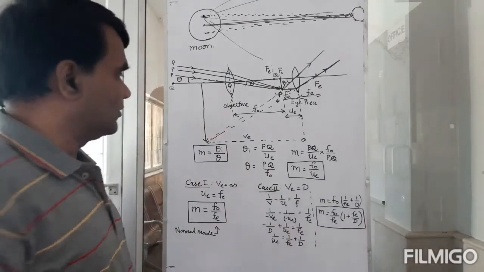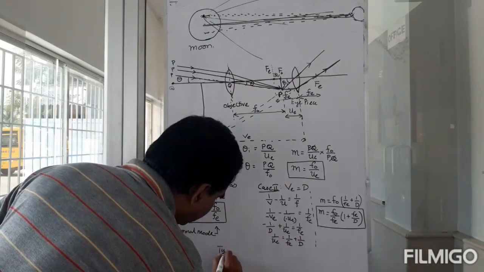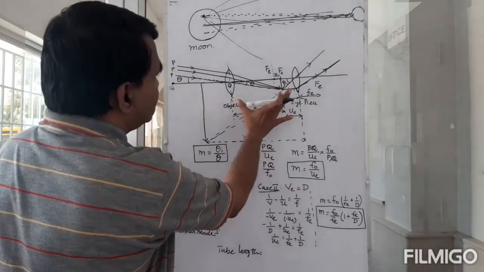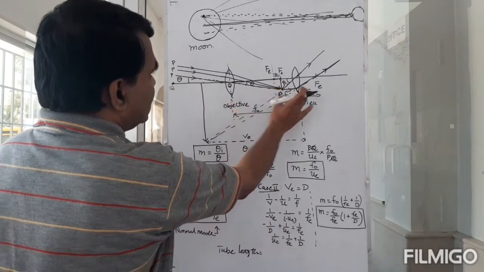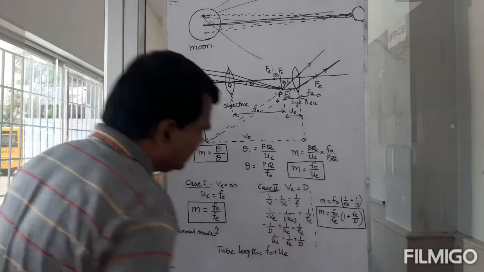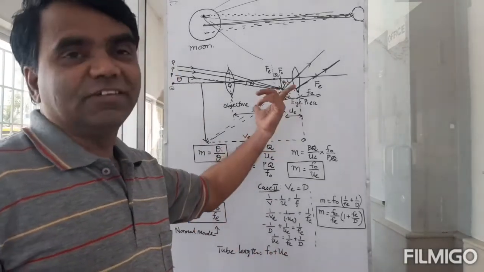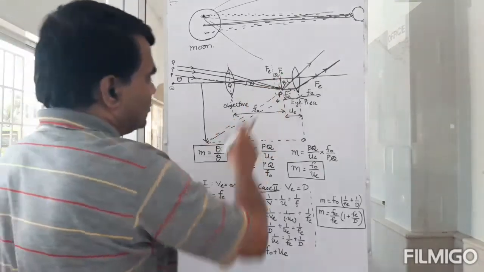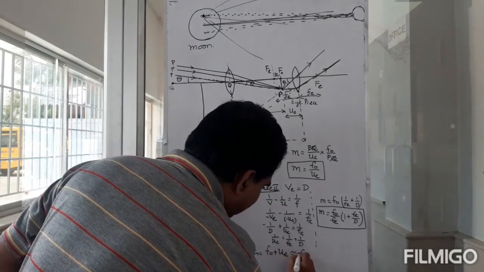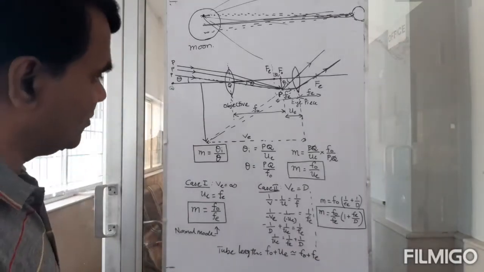And what about the tube length? So tube length would be this, right? Tube length is equal to this F0 plus UE. And usually this UE is going to be FE, we said, for the most part. There's not much of a difference. So this is approximately equal to F0 plus FE. So that is going to be the tube length here.